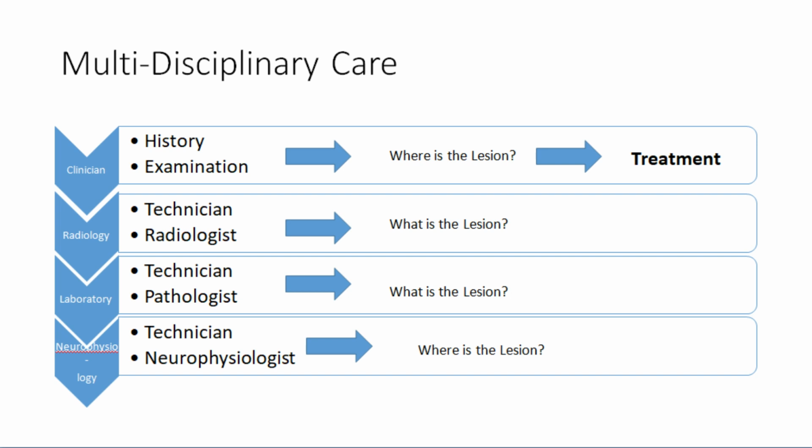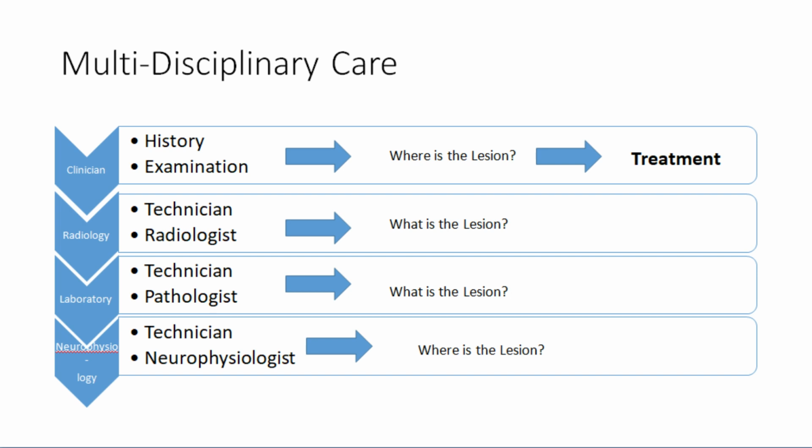And then comes the treatment part. Naturally, that will be decided by the clinician. But the first thing I need to do is history, examination, and then where is the lesion? Then, most often, it ends up in radiological assessment. Okay? And when it comes to radiology, the key person is the technician and the radiologist. It's not the radiologist only. It's not the machine only.